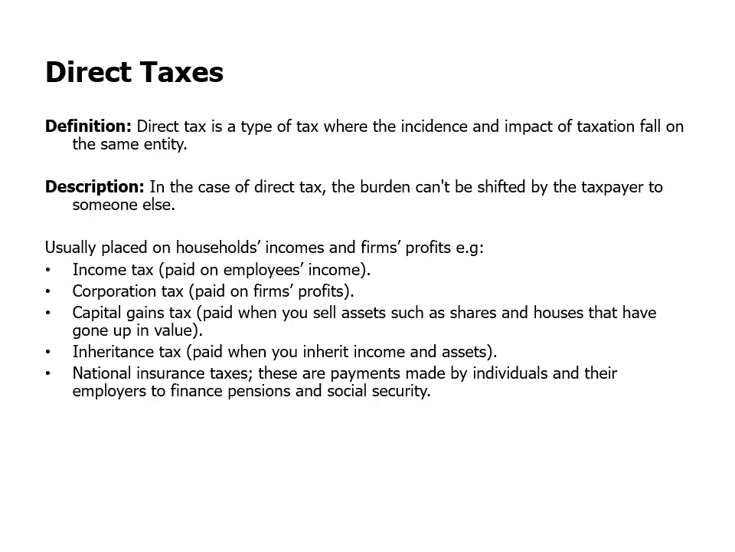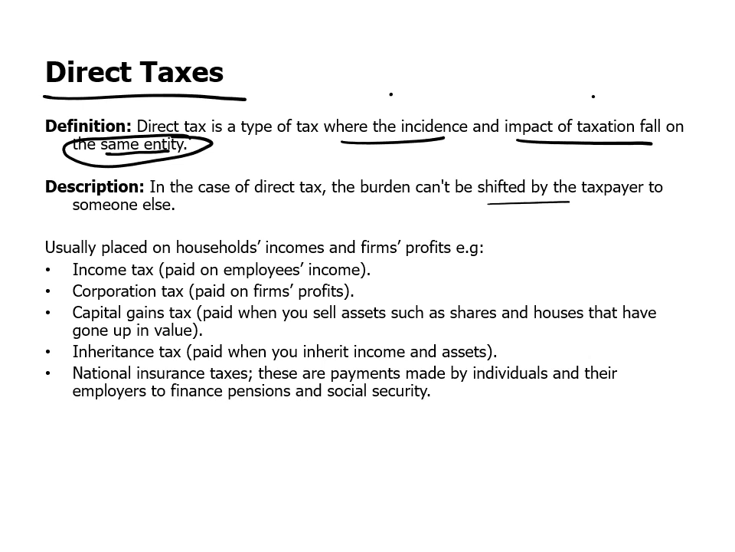So what is a direct tax? A direct tax is a type of tax where the incidence and the impact of taxation fall on the same entity. So note the keywords here: the incidence and the impact of taxation fall on the same entity. All right. So in the case of a direct tax, the burden can't be shifted by the taxpayer to someone else. So if you're taxed a direct tax, you can't make someone else pay it. All right. Let's have some examples.